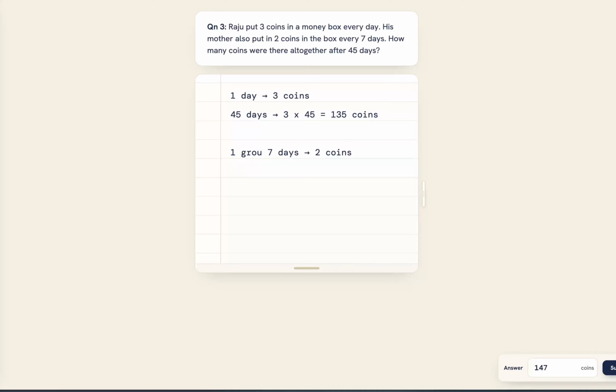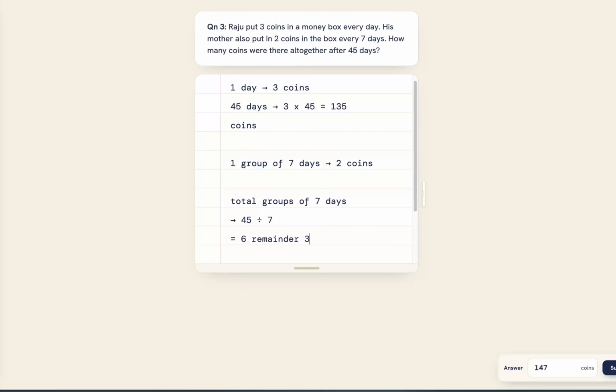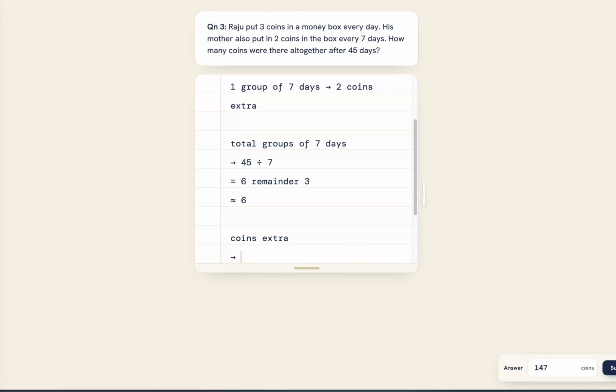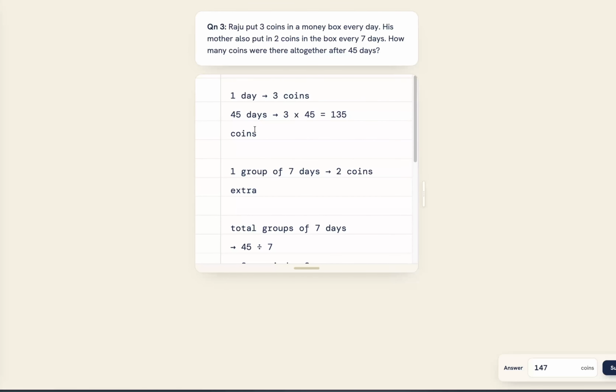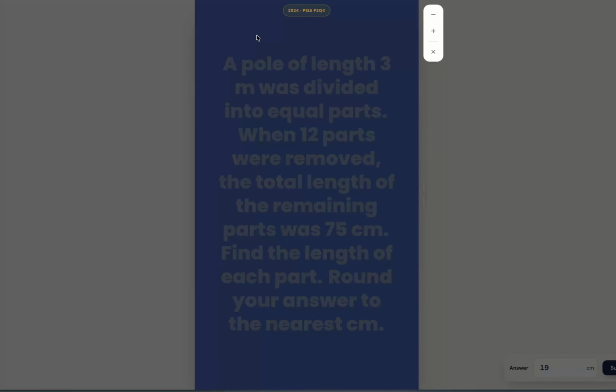Then the next thing is we know that every 7 days is equal to 2 coins. So one group of 7 days is equal to 2 coins. So the total groups of 7 days is 45 divided by 7. This will give us 6 remainder 3, which is in essence 6 groups. So the extra coins will be 6 times 2, which is equal to 12. So the total number of coins is equal to 135 plus 12. This will be 147 coins. Right, there you go.